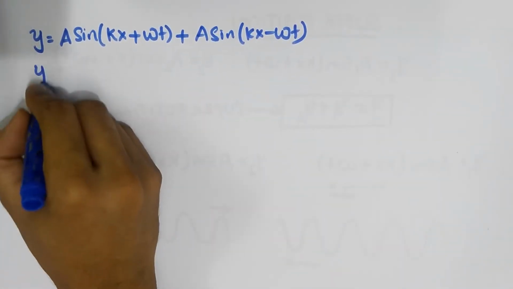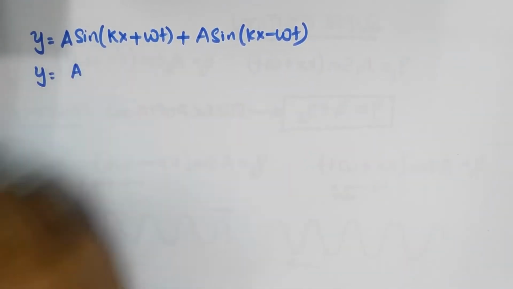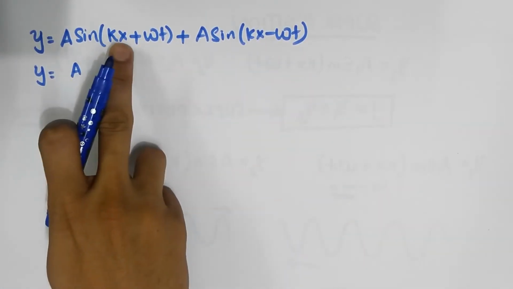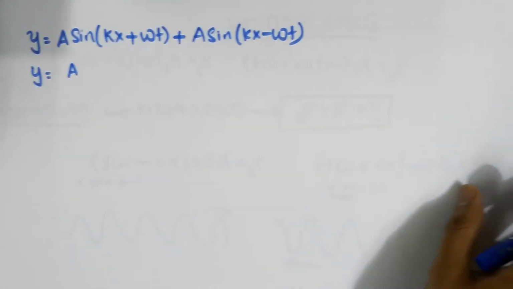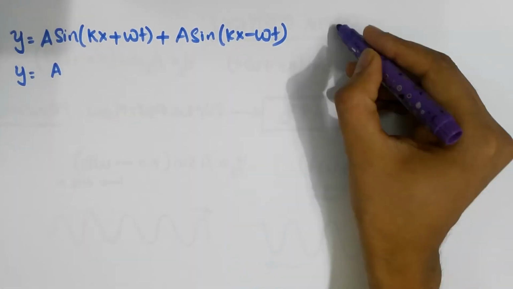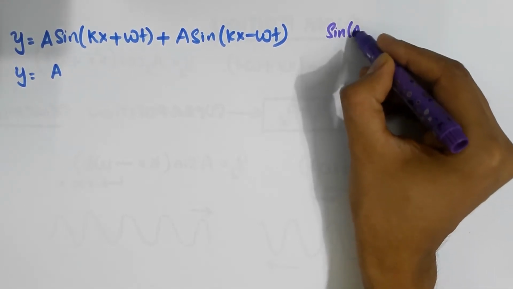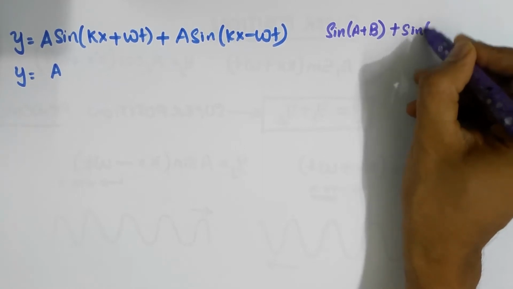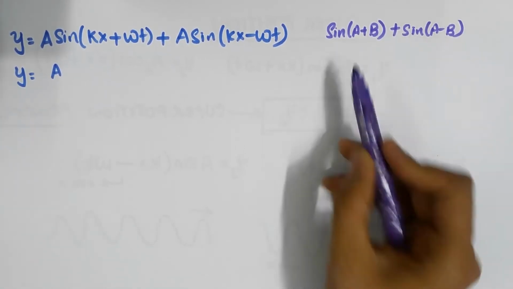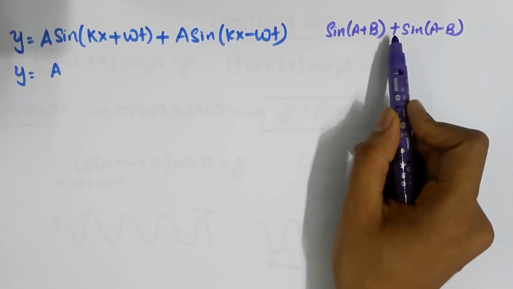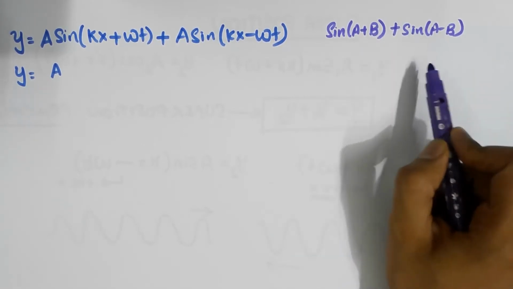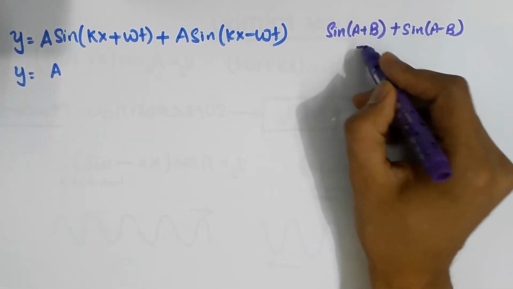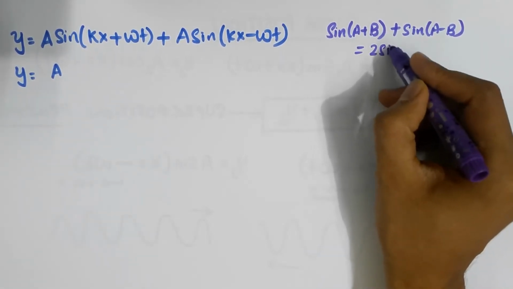Now this can be simplified. You can take a as the common factor and remove it outside, and what remains inside is sine(a + b) plus sine(a - b). You have that form inside, and you should brush up on your trigonometric identities. Sine(a + b) is sin a cos b plus cos a sin b. Sine(a - b) is sin a cos b minus cos a sin b. So the cos a sin b terms cancel out, and what you end up with is 2 sin a cos b.